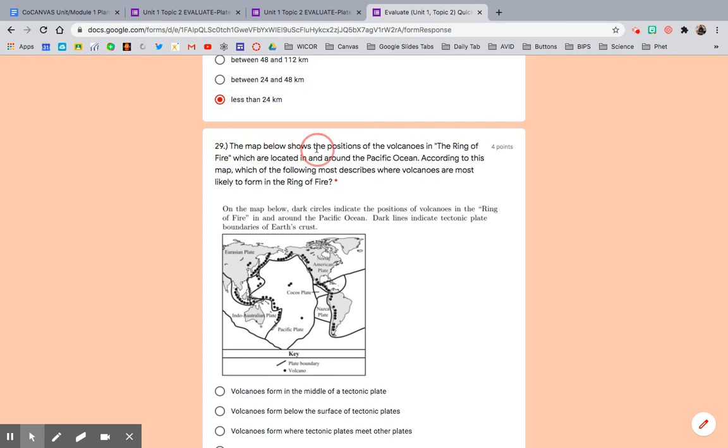29, the map below shows the positions of the volcanoes in the Ring of Fire. Which locations around the Pacific Ocean?